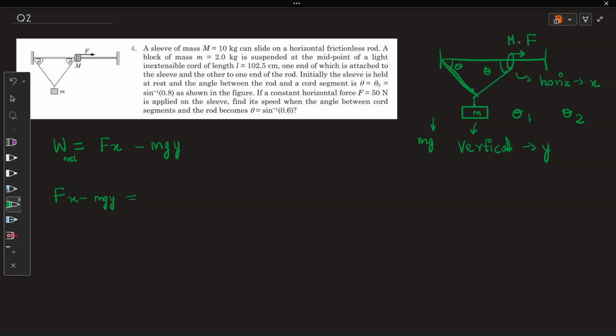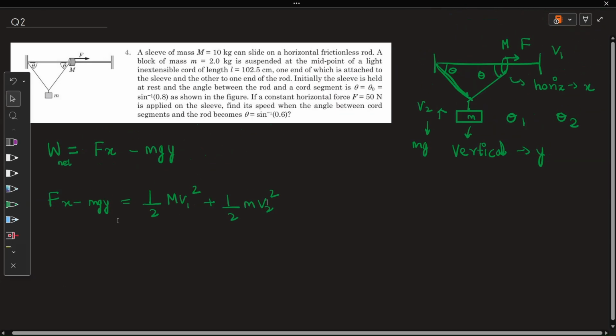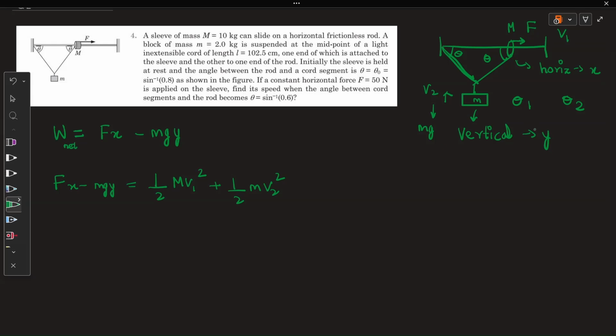Okay, this is the law of conservation of energy. So let the velocities be v1 and v2 in these directions. So half capital M into v1 square plus half small m into v2 square is the total energy. Correct. Now we need a relation between v1 and v2, exactly, v2 in terms of v1. So how are we going to do it?